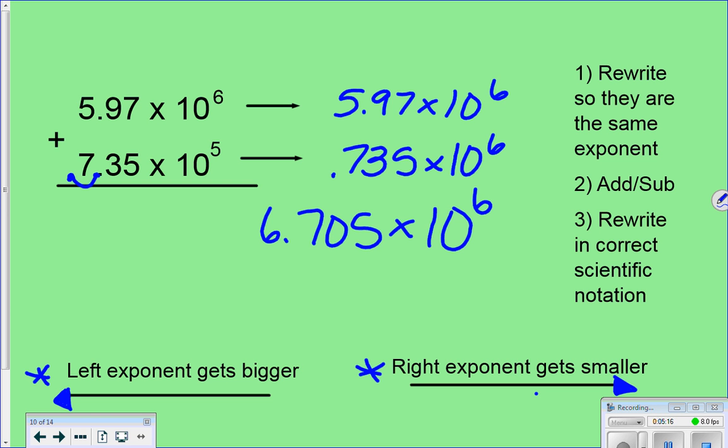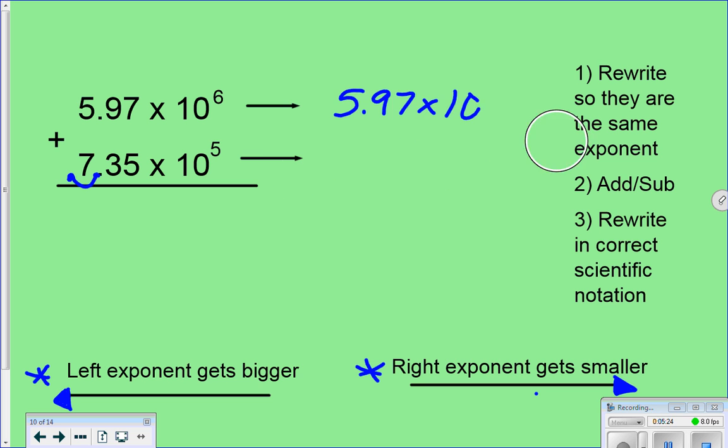Now, if I would have changed that 6 to a 5, watch what's going to happen. Let's see. You can do it any way you want.